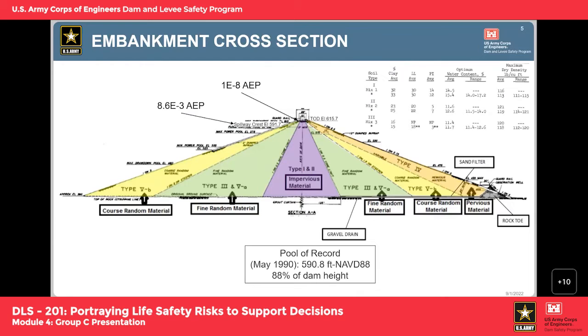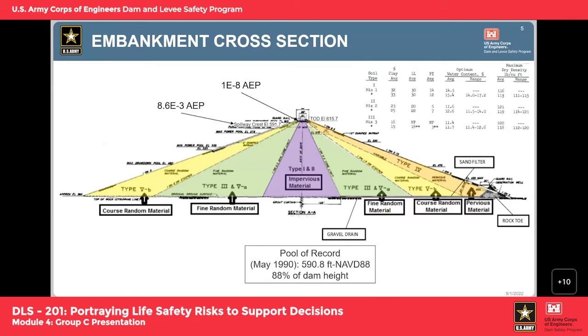On the downstream side, the embankment is underlain by a gravel drain that feeds into a sand filter that feeds into the rock toe drain for seepage control. The embankment is well compacted, but has had historical distress associated with seepage near the downstream toe of the embankment or beyond the seepage berm.